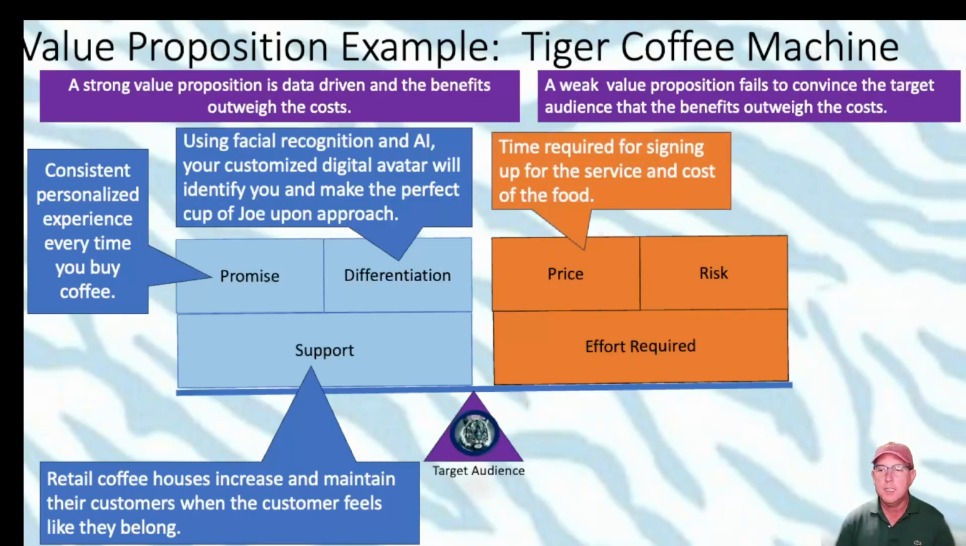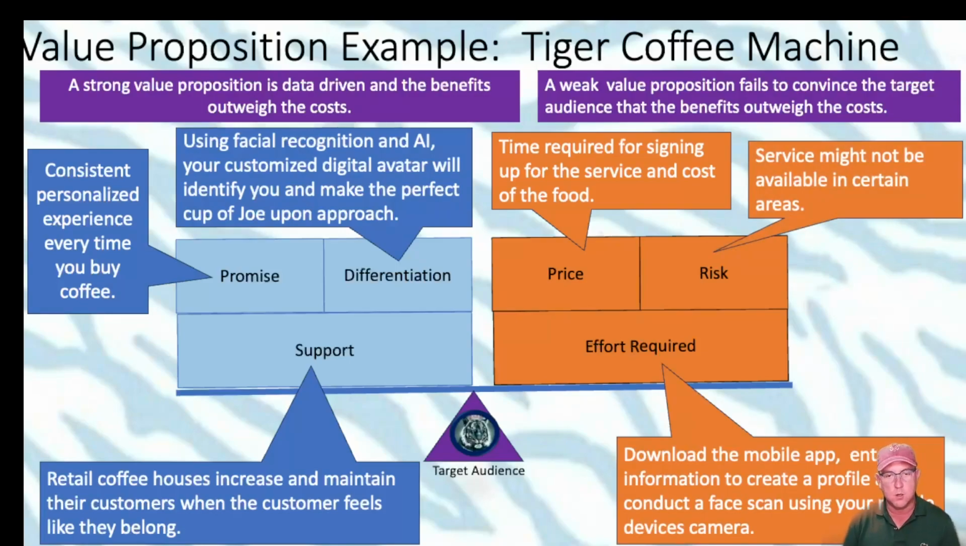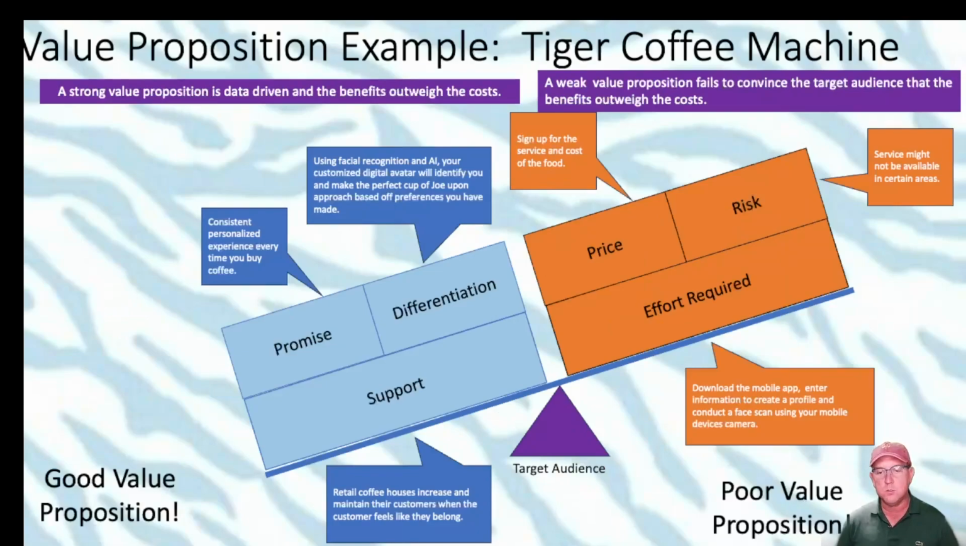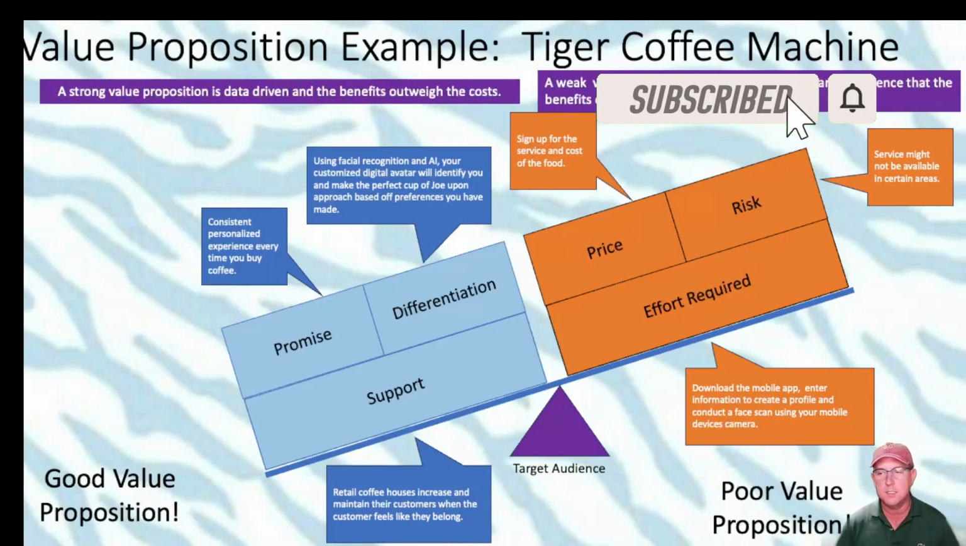Now, there is a price. There's a time for signing up for the service and the cost of food. There is a risk: the service might not be available in your city or area. And there is an effort. So you have to download the mobile app, enter all your information to create a profile, and do a facial scan using a mobile device. So there is a setup cost. Let me get out of the way there so you can see that. All right, if all goes well, our promise, differentiator, and support are stronger than the price, risk, and effort, and we'll have a good value proposition.